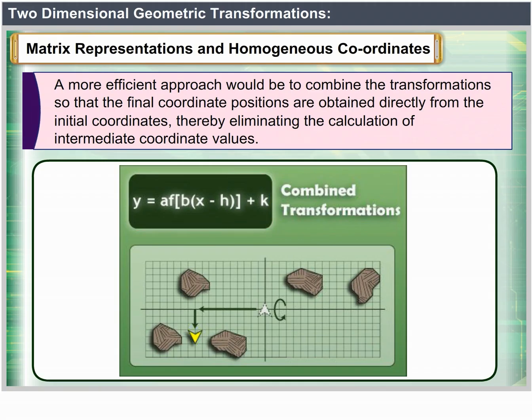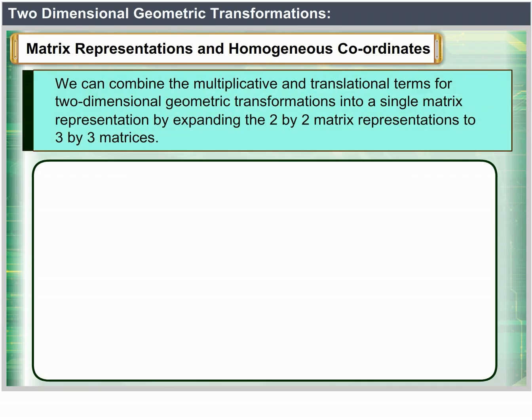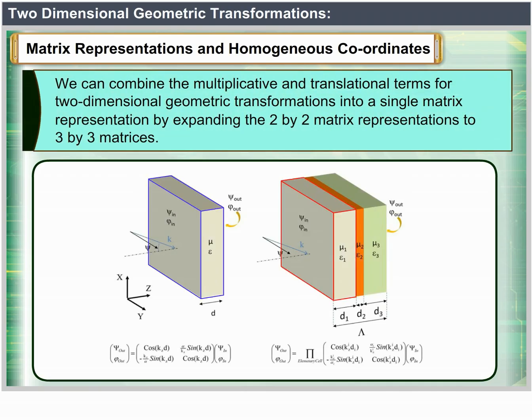A more efficient approach would be to combine the transformations so that the final coordinate positions are obtained directly from the initial coordinates, thereby eliminating the calculation of intermediate coordinate values. To be able to do this, we need to reformulate the above equation of the basic transformations to eliminate the matrix addition associated with the translation terms in M2. We can combine the multiplicative and translation terms for two-dimensional geometric transformations into a single matrix representation by expanding the 2 by 2 matrix representations to 3 by 3 matrices.